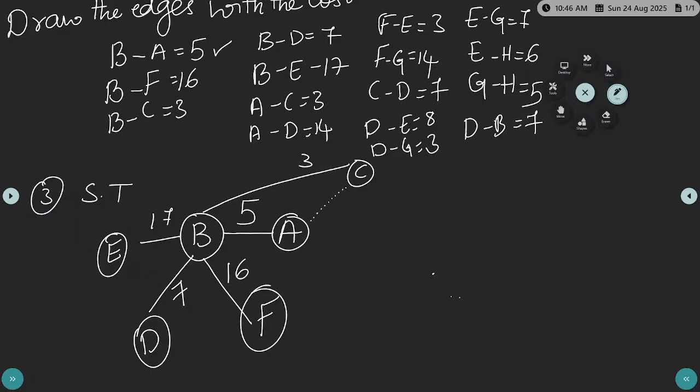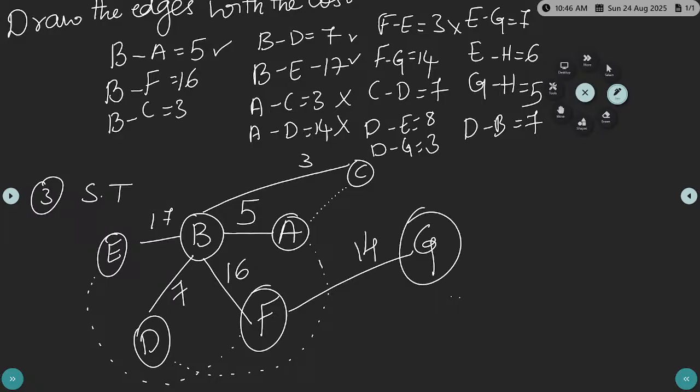Next, if I put A to C, what is happening? It is forming a cycle. So now I am not using that. Next, if I am using A to D, it is forming a cycle. So I am removing this one. All these are added. Next, F to E. It is forming a cycle. Right? F to G. So F to G I am taking. The cost is 14. Next C to D. It is forming a cycle. So I am removing this one.